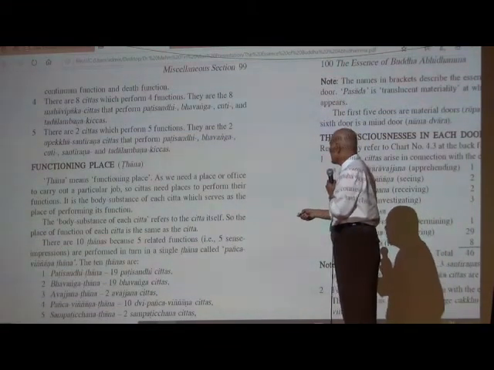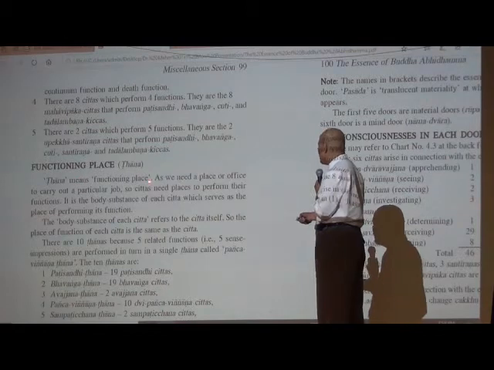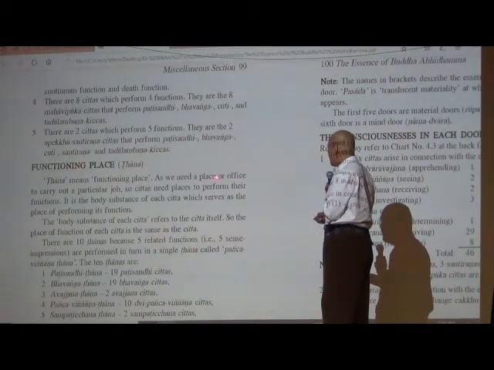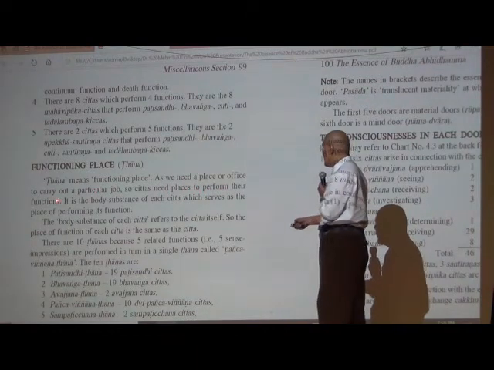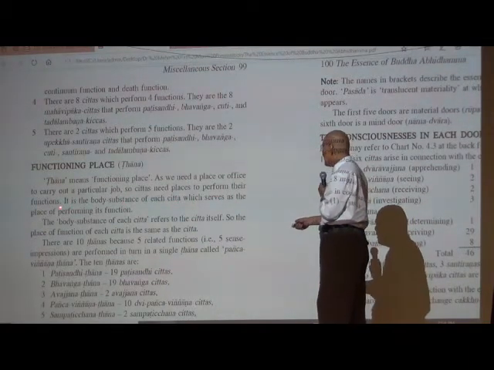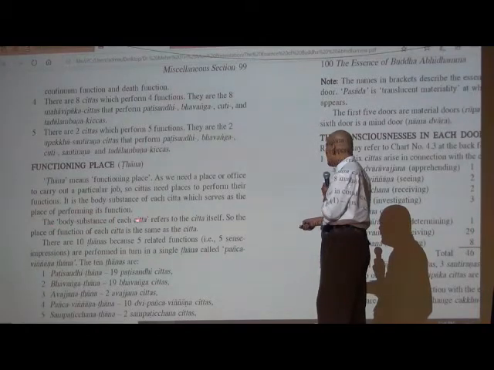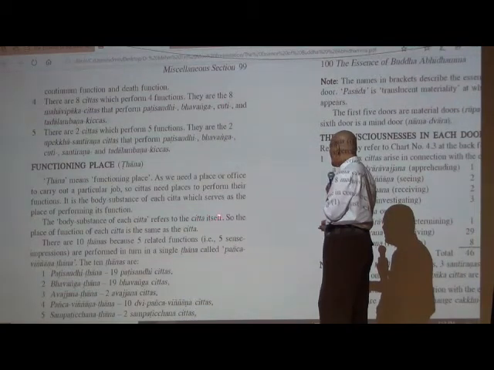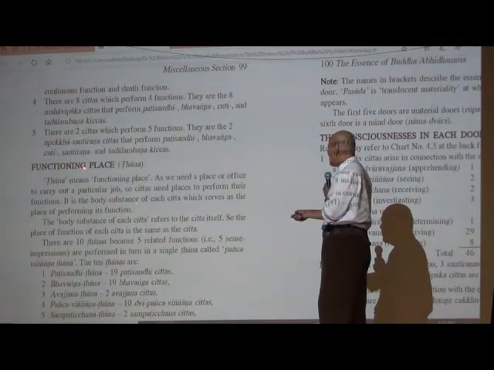And then we have here functional place. Thana is functional place. Thana means functional place. As we need a place or an office to carry out a particular job, so consciousness also needs places to perform its functions. So it is the body substance of each chaita which serves as the functioning place of that chaita. And here also we say the body substance of each chaita refers to the chaita itself. So the place of function of each chaita is the same as the chaita. So when we say functional place, they remain the chaita that function as the functioning place.